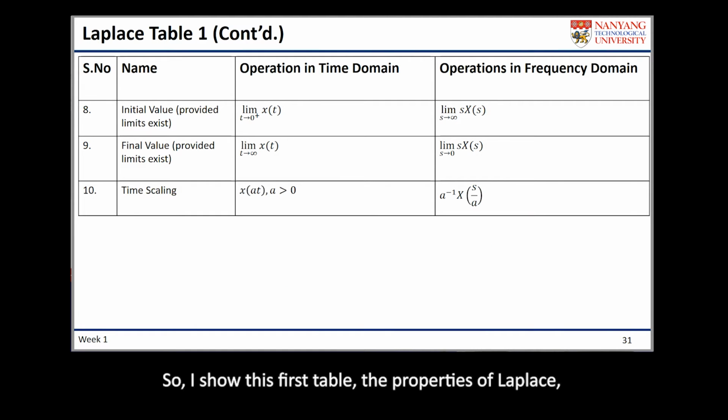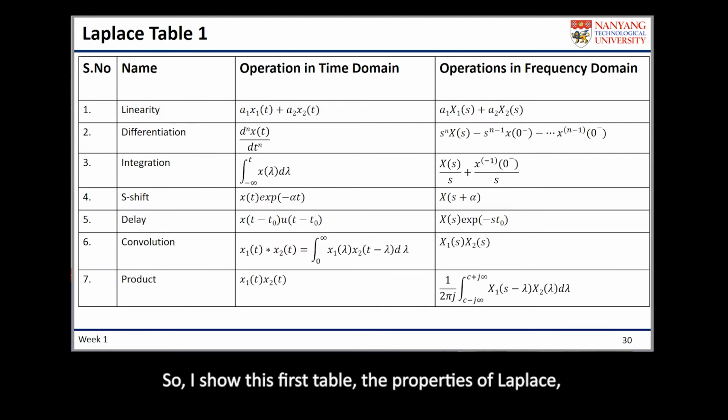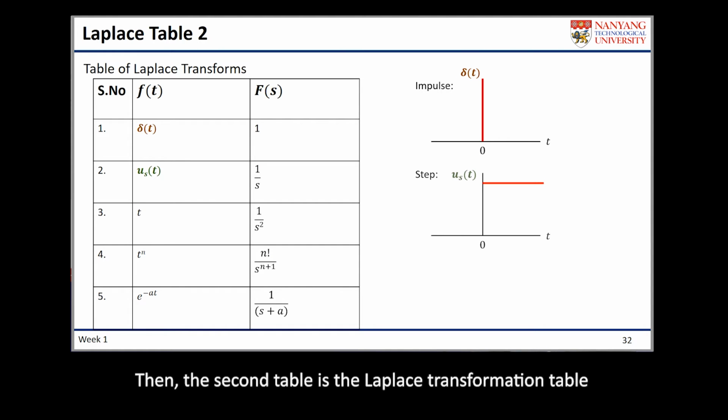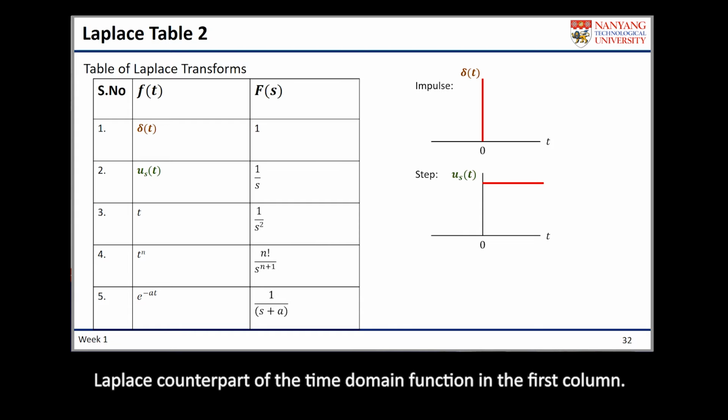So I'll show this first table, the property of Laplace, in 2 slides because it doesn't fit in 1 slide. And then the second table is the Laplace transformation table that lists a pair of function in time domain, Laplace domain. So if you look at this, the first column lists the function in time domain, where the second column shows the Laplace counterpart of the time domain function in the first column.